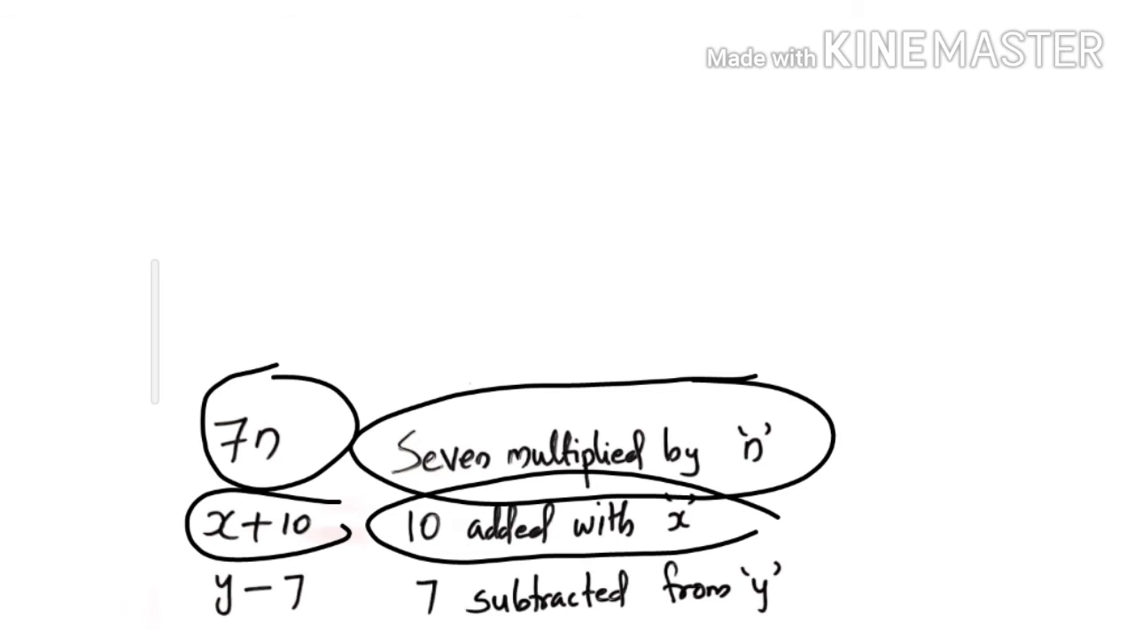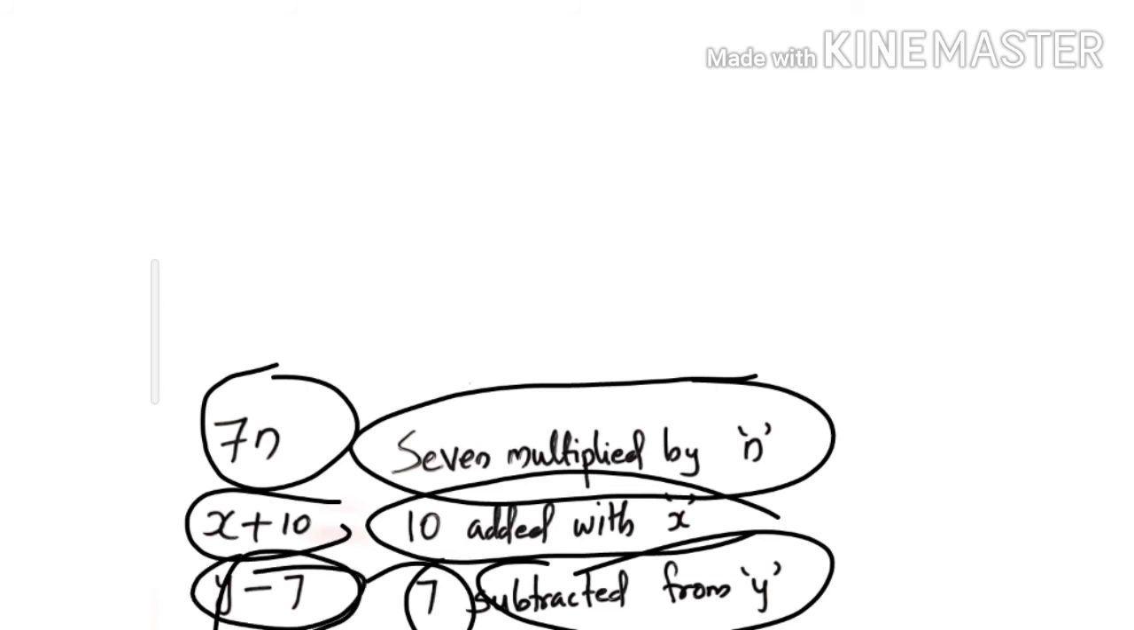Here y minus 7 means 7 is subtracted from y. This is the meaning of y minus 7. If it is y minus 10, then 10 is subtracted from y. Here 10 by a. 10 by a means 10 divided by a.